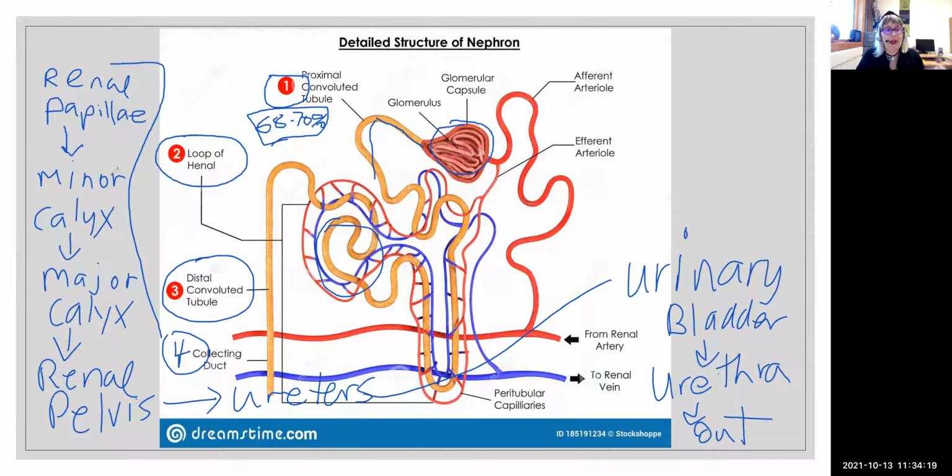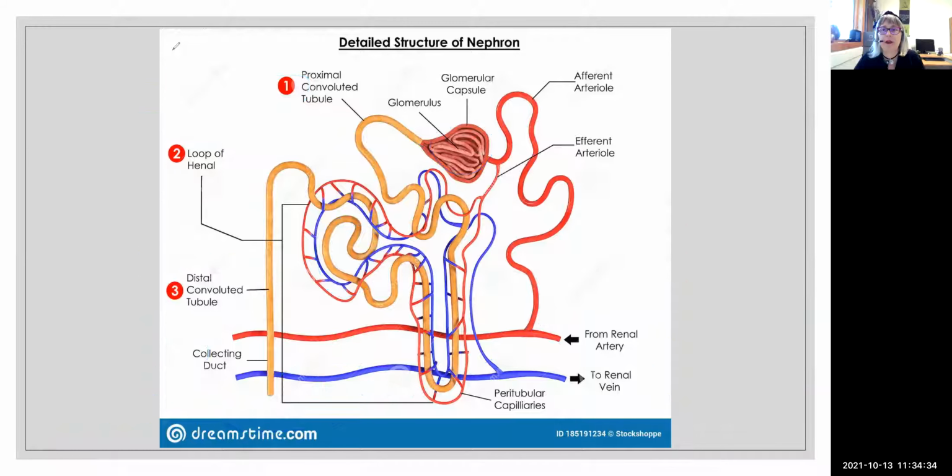And then from there, minor calyx, major calyx, renal pelvis, ureter, bladder. Did I forget to write down the ureter? No, I didn't. It's right here. Ureters, urinary bladder, urethra, and out. Okay? So let me erase all the annotations here. And now we move on.